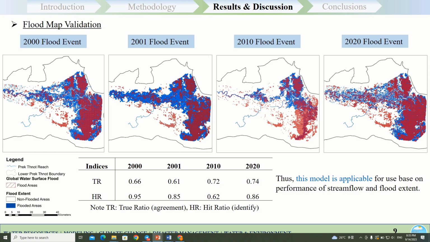and the highest model agreement is 74% for the flood map, a true ratio of 0.74, and the accuracy of identifying the flood map is about 86% in 2020.